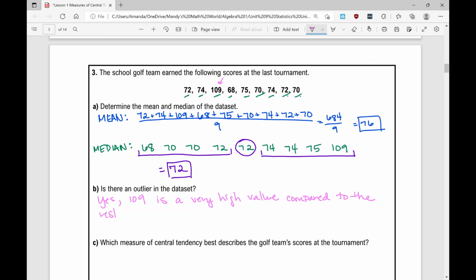Oh gosh, my computer is having a hard time. It's a very high value compared to the rest of the data.